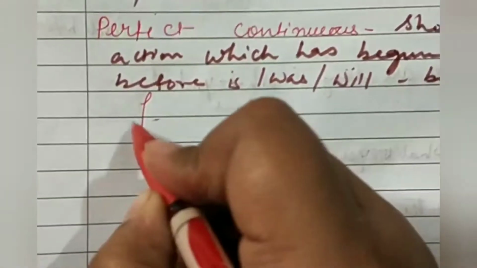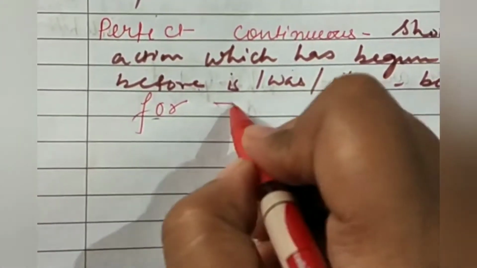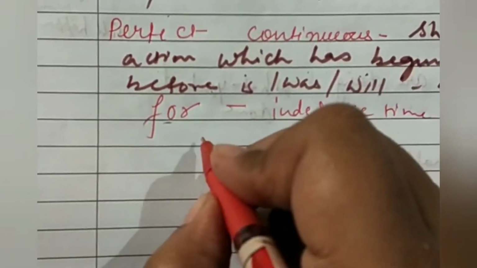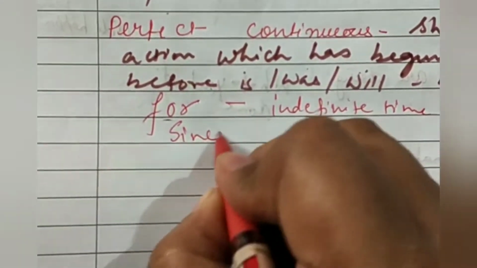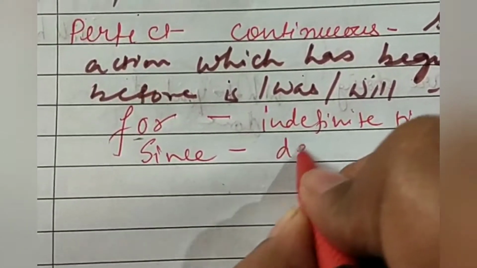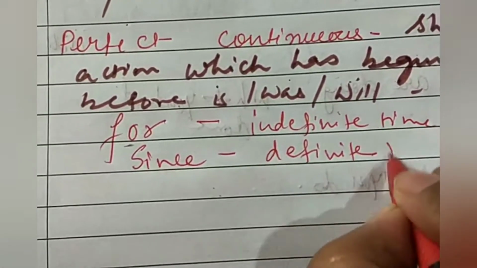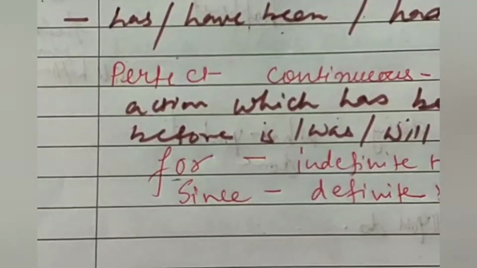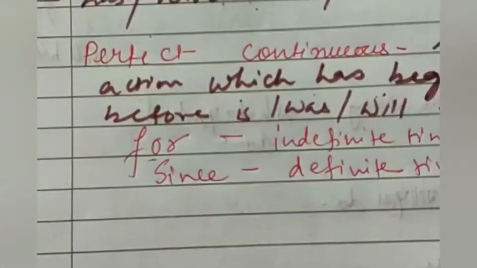That means the ing form will be used. In this tense, sometimes we use for, which shows indefinite time, or since, for showing definite time. Okay, maybe you will think that it is very complicated.